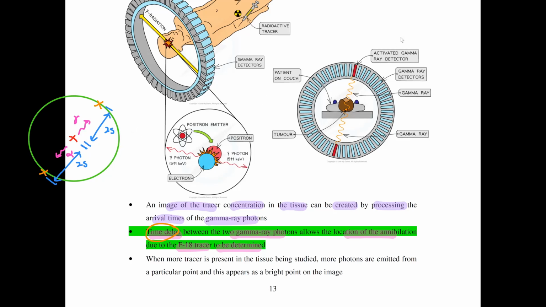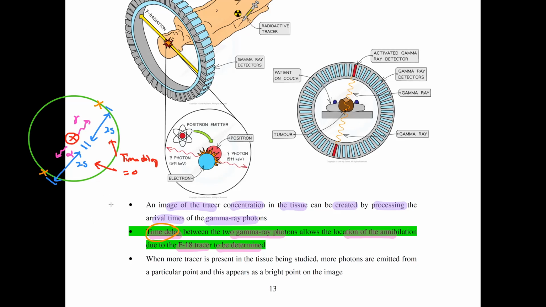This one, let me just rewrite this. This one here, your time delay being 0 here, it will actually tell you that your annihilation occurs right at the center of your ring. Okay, so if say your annihilation doesn't occur right at the center of the ring, what you expect to see is going to be something like this.